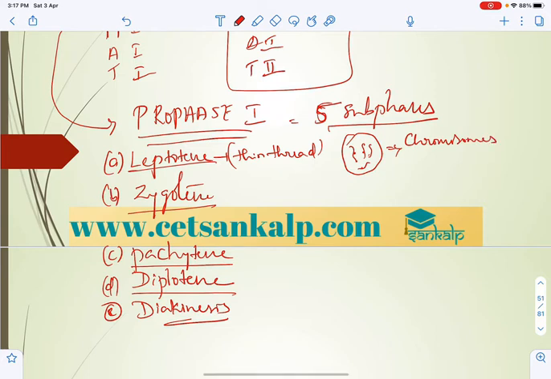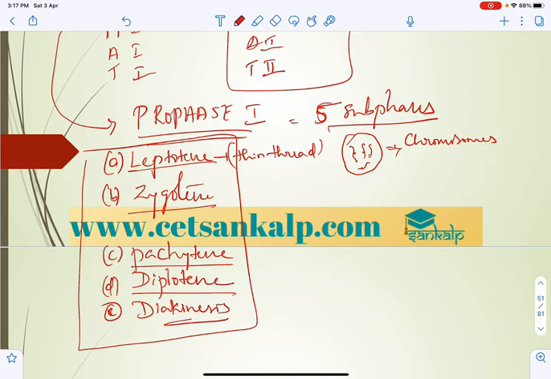Definitely we can expect questions to arrange the phases in series. What are the subphases of prophase 1, or what is the uniqueness of that particular phase? Leptotene: chromosome condensation begins. And zygotene, where the pairing of the chromosomes occurs. Hence it is called paired thread.